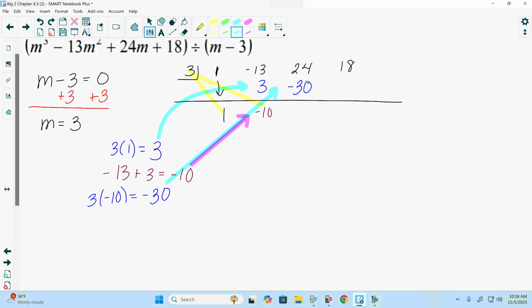Now, what we're going to do is what? We're going to add straight down. So the two numbers we're adding are 24 and negative 30, which is indeed negative 6. And it goes below the line.